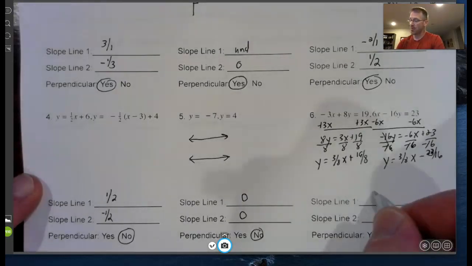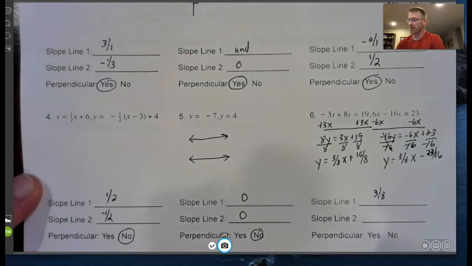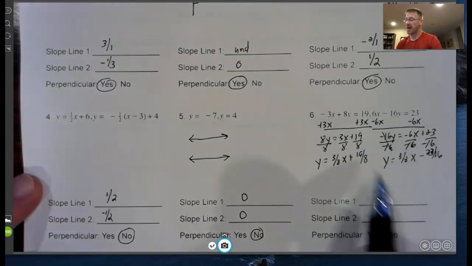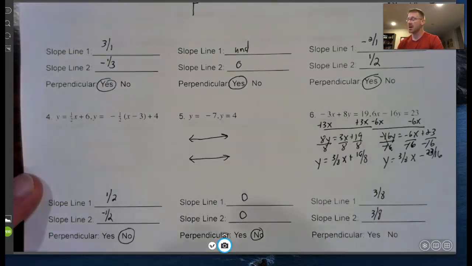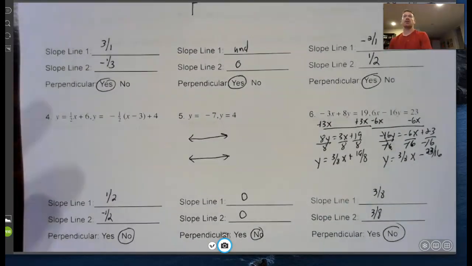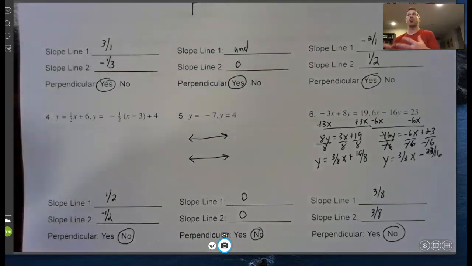But the slope of the first line is 3/8. The slope of the second line is 3/8. So we can see that they are the same slope, which means these lines would be parallel because they have the same slope and different y-intercepts. And if they're parallel, they're definitely not perpendicular. And we know that they're not opposite and reciprocal there. So once again, that's how we determine if two lines are perpendicular analytically or with equations.